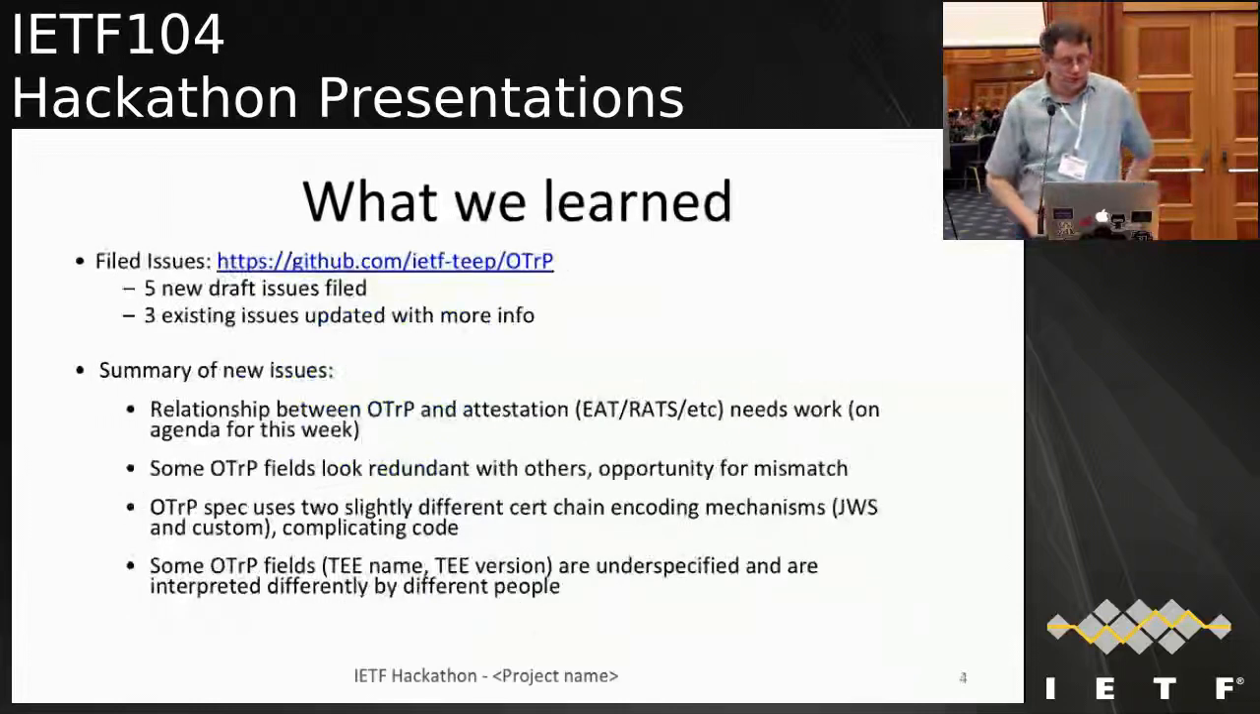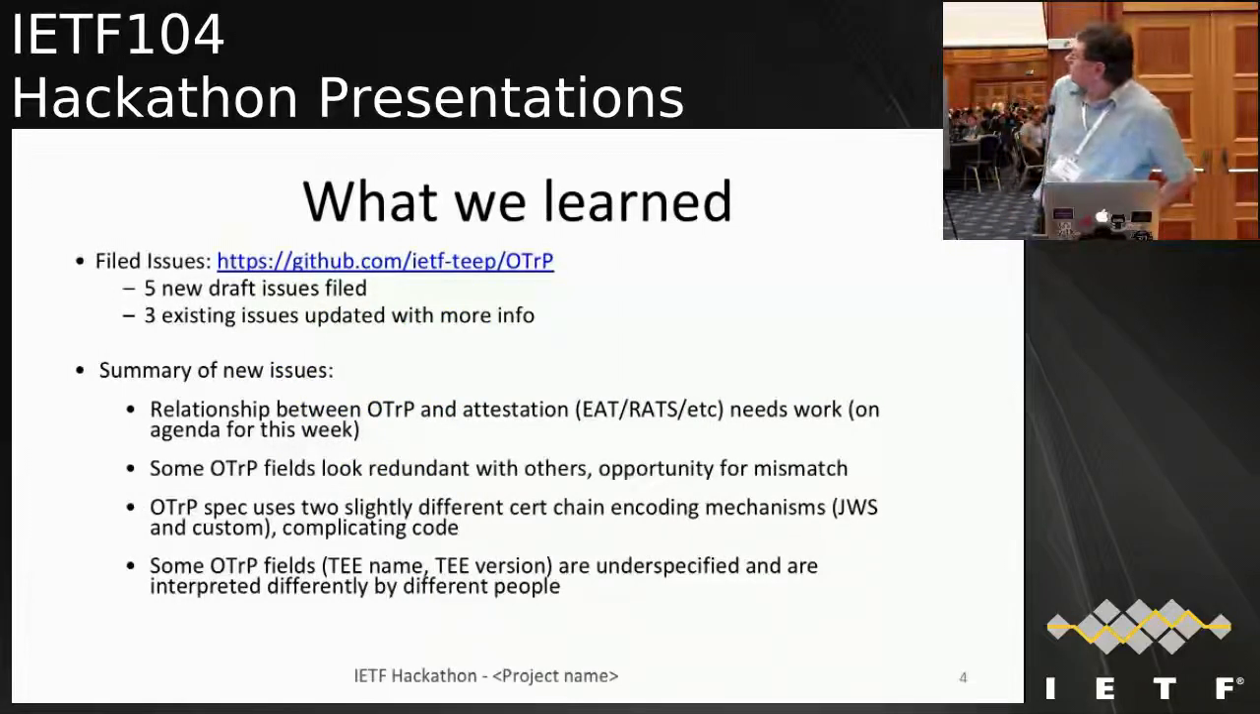So design in progress. We filed a number of new issues. They're tracked in the GitHub on the issue tracker for the draft. And there's a summary of the issues which we will talk about in the OTRP working group. For people that are not in that working group, if you're in an attestation working group, one of the issues has to do with the relationship between the OTRP protocol and attestations, such as being done in the, say, EAT or RATS proposals and so on. So the relationship between those, and that is on the agenda for this working group meeting coming up.